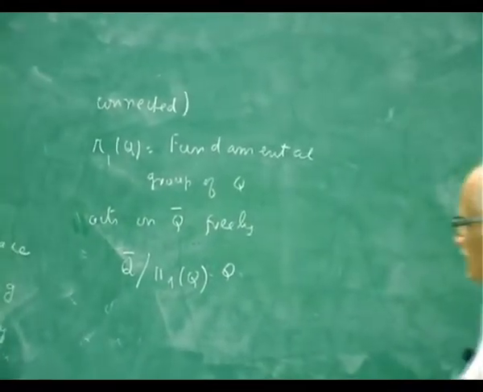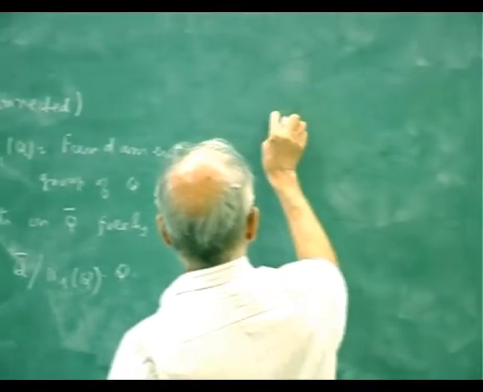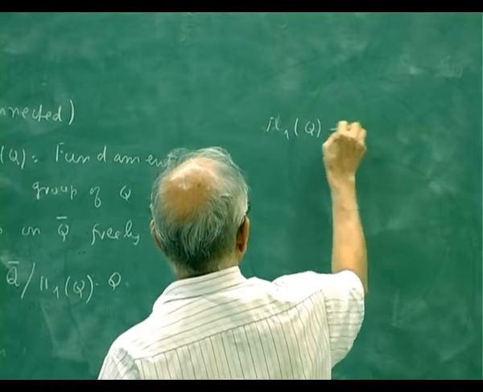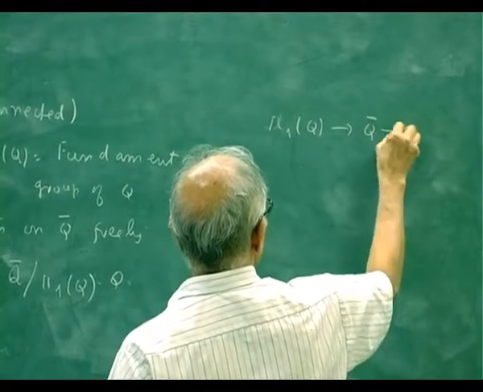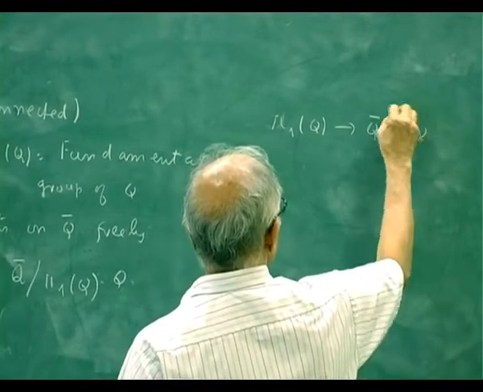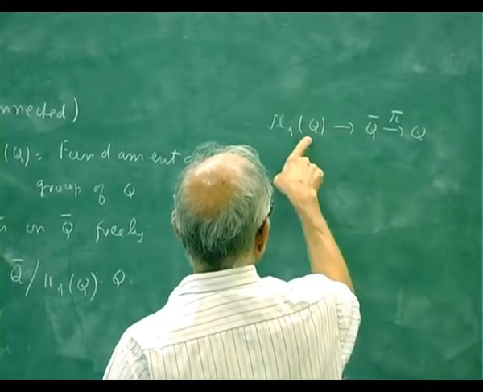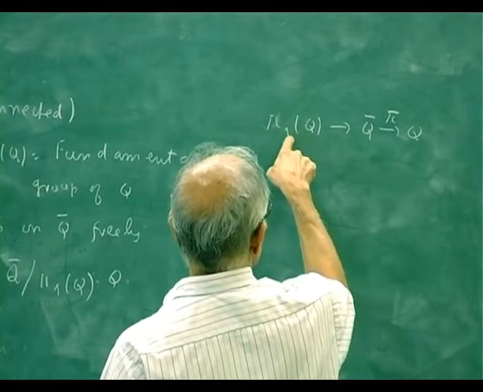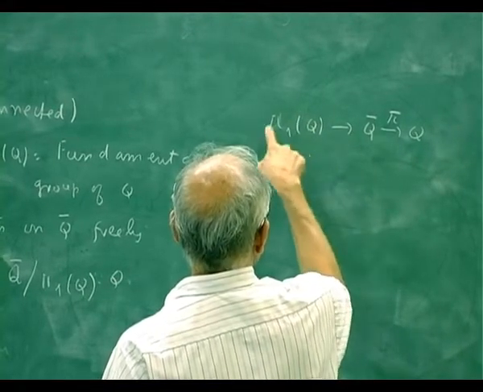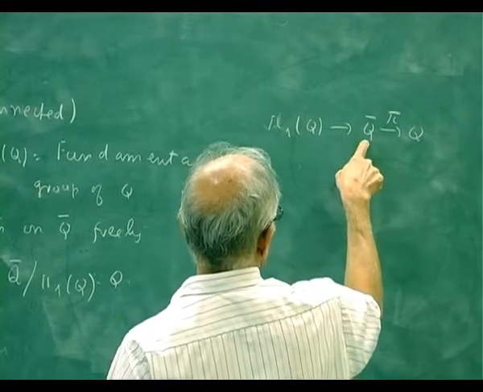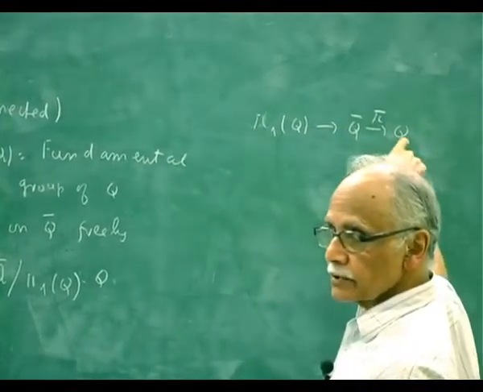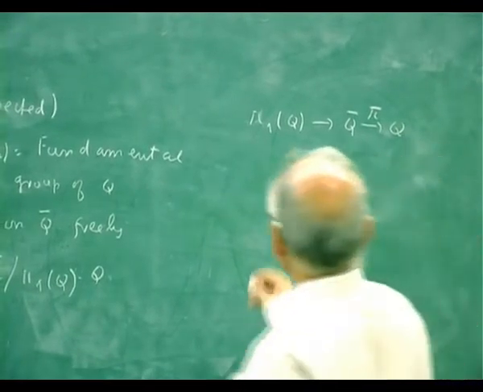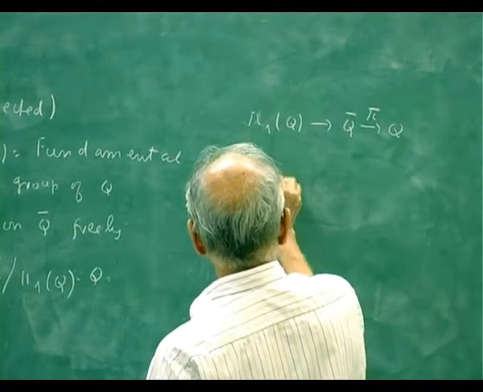So you get this bundle. If you want, you get this bundle: pi 1 of Q acts on Q bar, getting projection map pi. This is the structure group. Okay, this is a bundle, you know. So this is a group which acts on this bundle space, giving the quotient space. And we want to do quantum theory on this. So what I wanted to do today was examples.